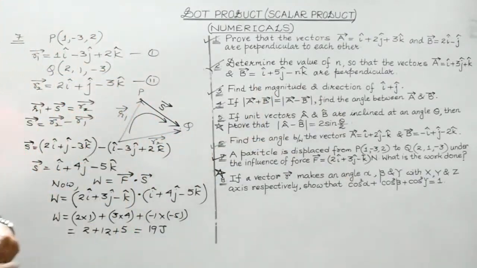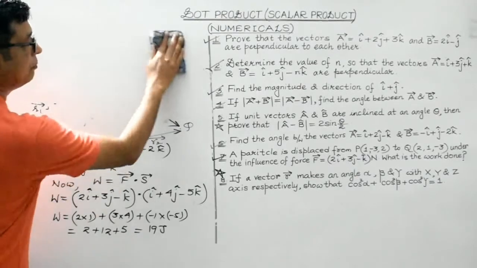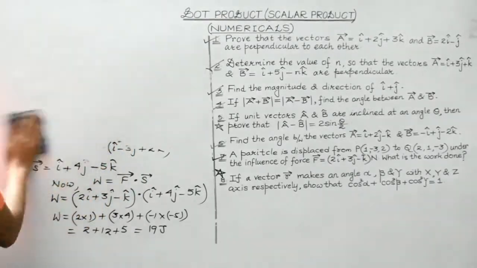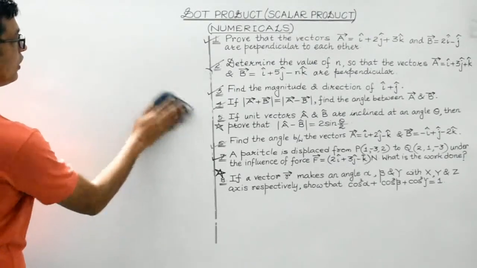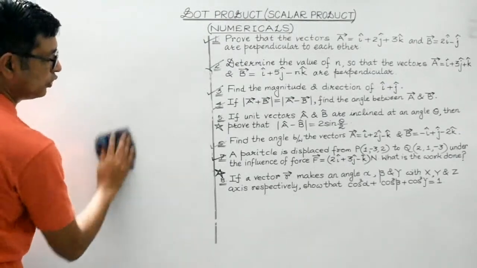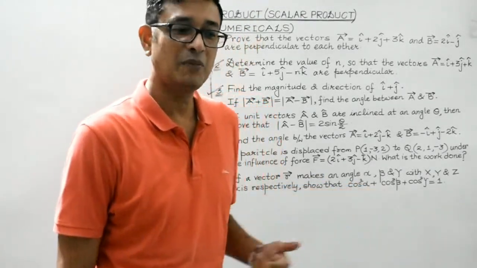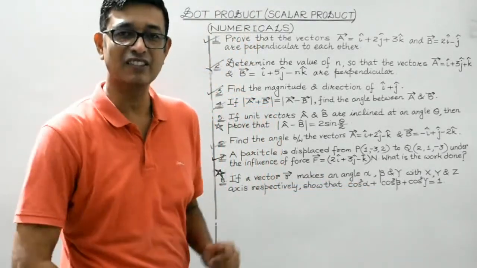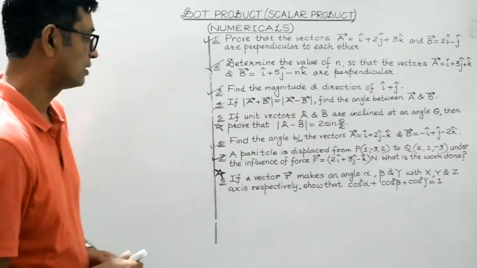So the question is, r vector is given and the r vector makes angles alpha, beta and gamma with x, y and z axis respectively. We are supposed to prove that cos square alpha plus cos square beta plus cos square gamma is equal to unity, that is 1. Here cos alpha, cos beta, cos gamma are also known as direction cosines, right? Let's first complete this question and then we'll revert back to this. Okay, 8.